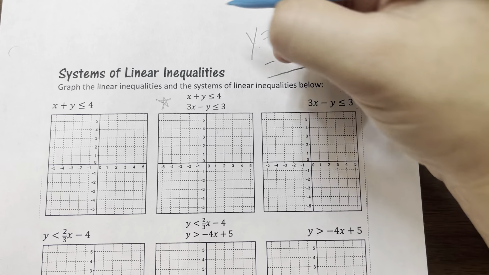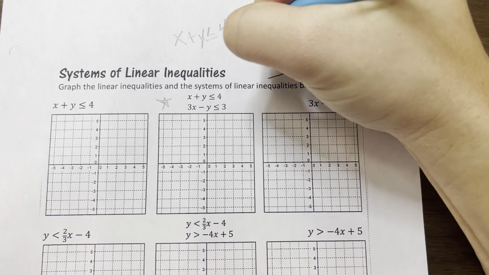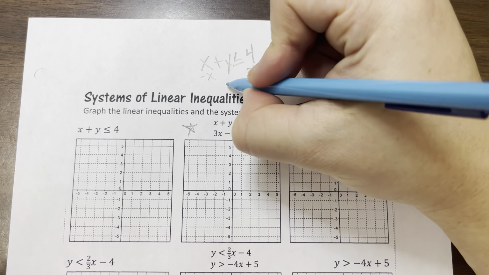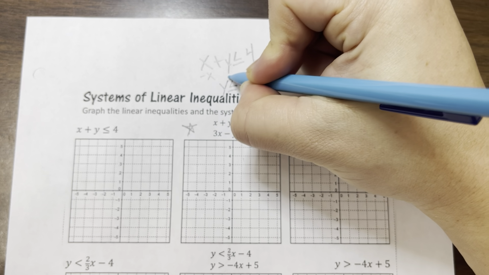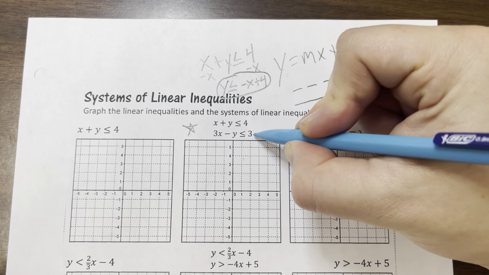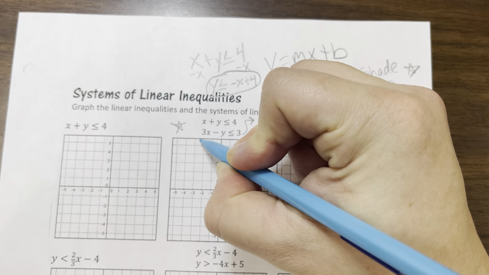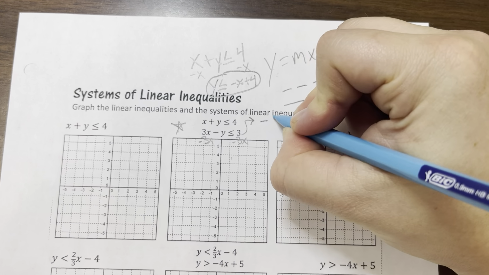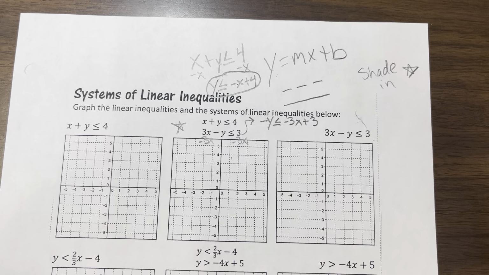So the first thing I'm going to do, I'm going to rewrite this inequality up here, x plus y less than or equal to 4. What I want to do is subtract x on both sides, leaving y is less than or equal to negative x plus 4. So that's one of my inequalities. The other one is this one here. So I'm going to solve it in this space to the right. I'm going to subtract 3x from both sides, leaving a negative y is less than or equal to negative 3x plus 3.